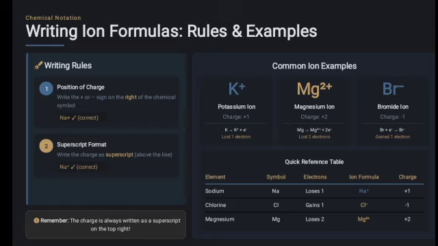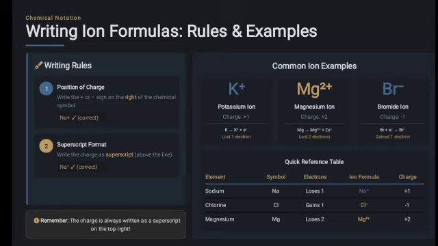Then comes the charge. If only one electron is moving, there is no need to write the number, but we just write the symbol, positive or negative. While if there is more than one electron, firstly we write the number of electrons, then we write the positive or negative charge. Got it?